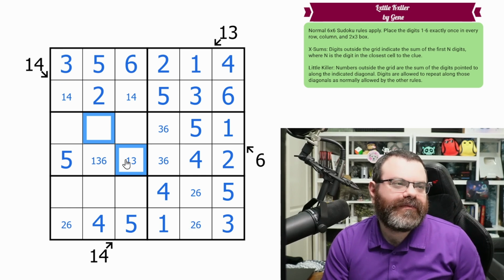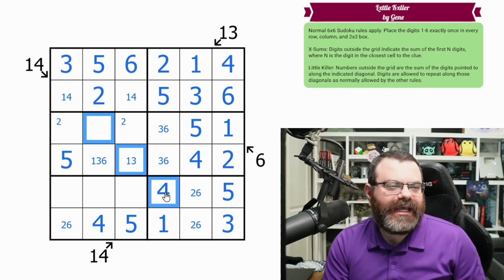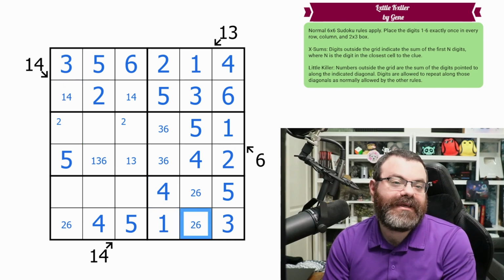These add to at least 4 because neither of them can be 2. 2 is in one of these two. So these add to at least 4. Plus 4 is 8. Even if this was 1, it would be 9. This would max out at 5, so it cannot be a 6.